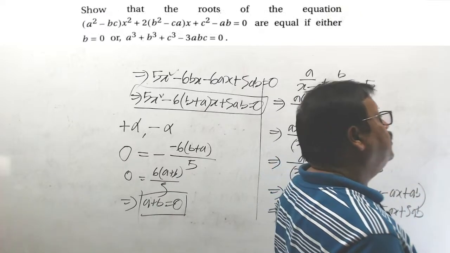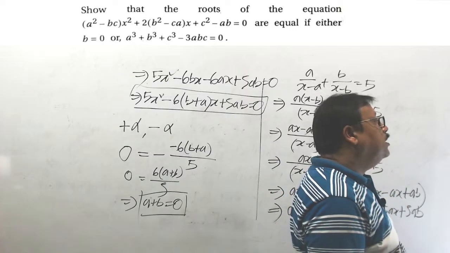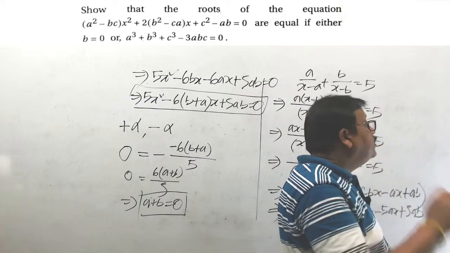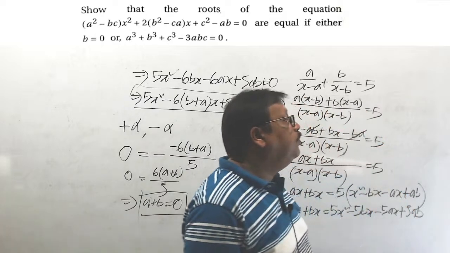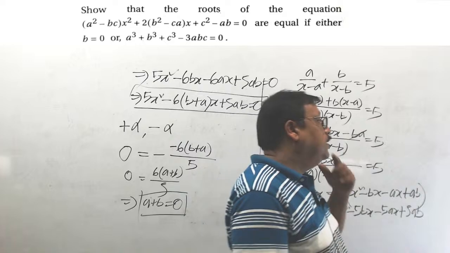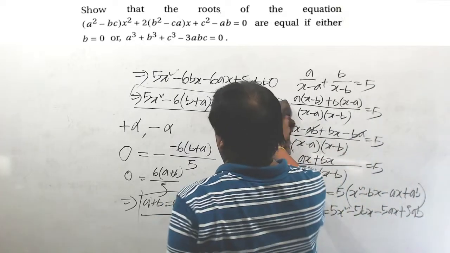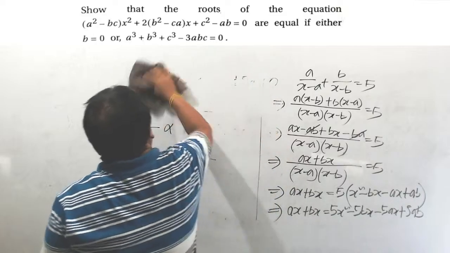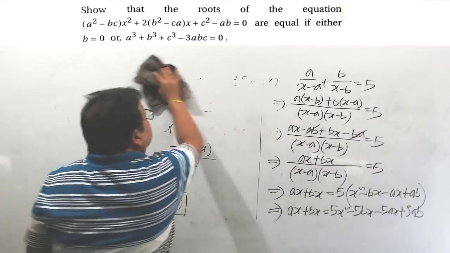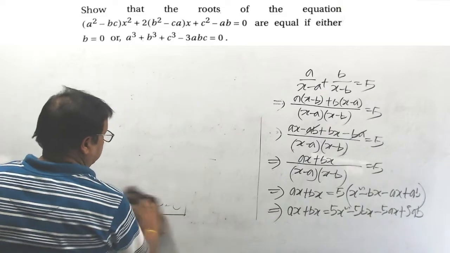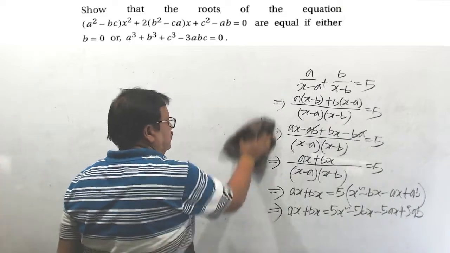Show that the roots of this equation are equal if either b is equal to 0 or a cube plus b cube plus c cube minus 3abc is equal to 0. Okay. Here all problems are important. All problems.